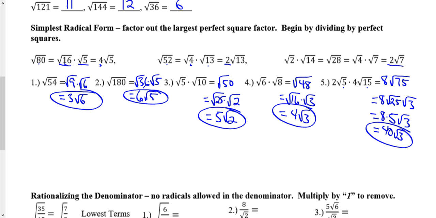Square root of 20 times the square root of 24. Oh, that sounds like a big mess. Okay? Fun. All right, let's go down here.